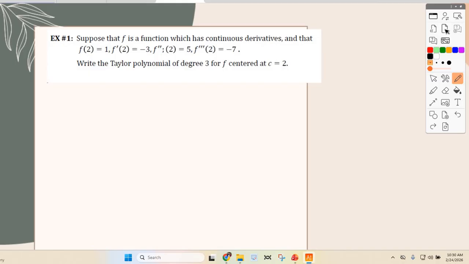It says that suppose f is a function which has continuous derivatives, and that f of 2 equals 1, f prime of 2 is negative 3, f double prime of 2 equals 5, and f triple prime of 2 equals negative 7. Write the Taylor polynomial of degree 3 for f centered at c equals 2.